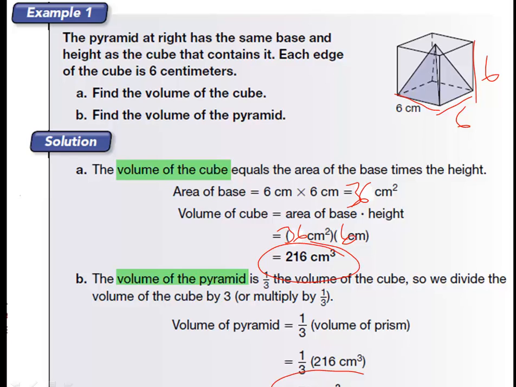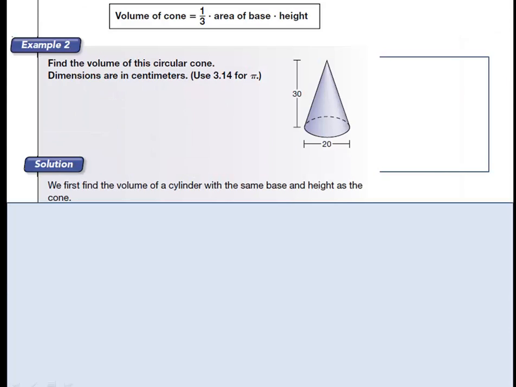The first formula you've got to memorize for your end of year testing is that the volume of a cone is 1/3 times the area of the base times the height. So let's look at this one right here, see if we can calculate it. Let's find the volume of this circular cone. Go ahead, pause the video, and see what you come up with.